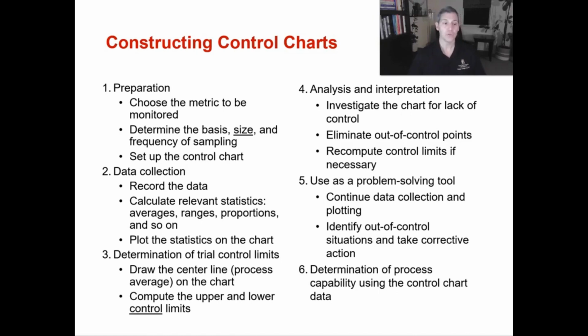Step 3, you're going to determine the trial control limits. So draw the center line, which is your process average or your mean, onto your chart. You're going to compute your upper and your lower control limits.